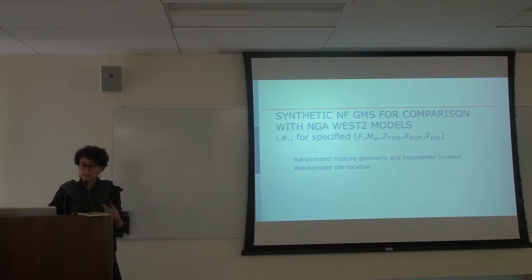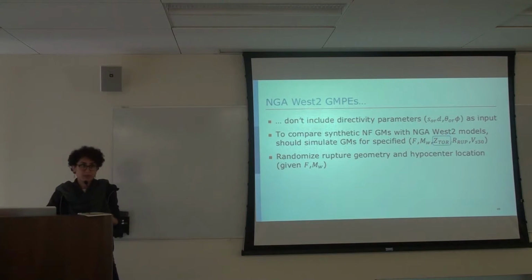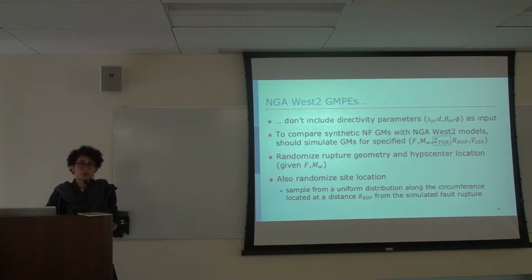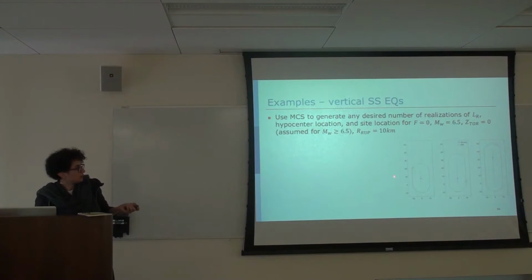We can also generate near-fault ground motions for comparison with the NGA West 2 models, which do not include directivity parameters as their input. So again here, we're going to randomize the rupture geometry and the hypocenter location, but we're also going to randomize the site location by sampling sites uniformly at a distance R_RUP from the fault rupture surface. And these are the so-called racetracks.